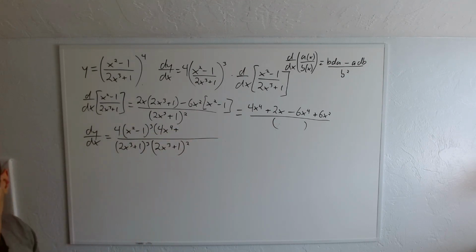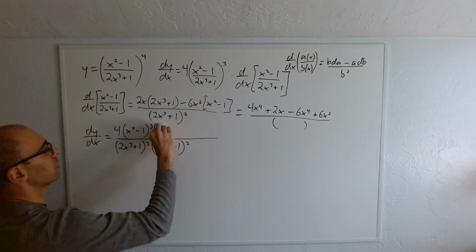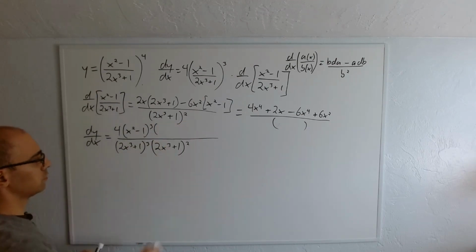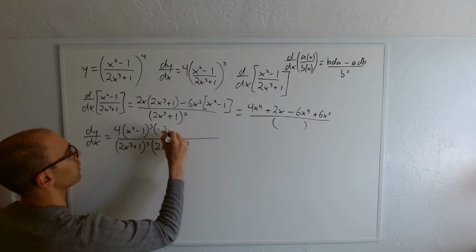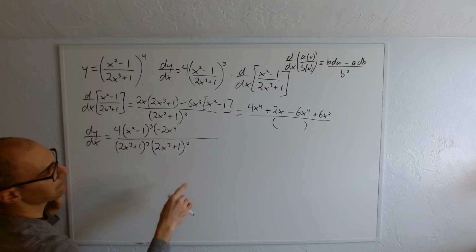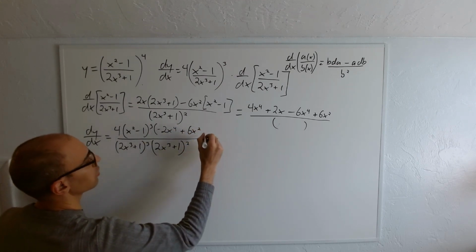Oh, whoops. I didn't do that. I was just blindly copying. Okay, so we're going to have negative 2x to the fourth plus 6x squared plus 2x.